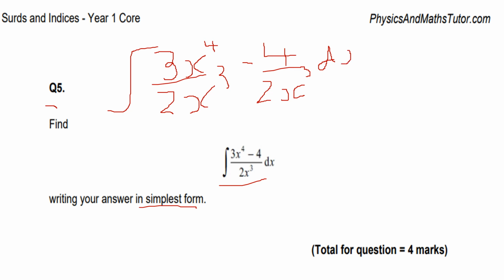Now, before I integrate, I can actually start cancelling first. So this will just go to 3 halves x when I simplify the powers of x. And then here, minus 4 divided by 2 goes to minus 2. So I'm going to get minus 2 over x cubed, which I'll write as minus 2x to the minus 3 dx.